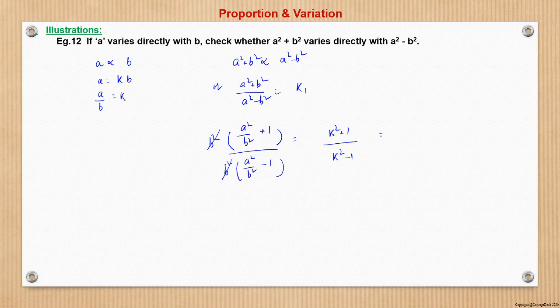So now see, this is k square plus 1, k is a constant and k square minus 1 is also constant. So this is nothing but constant. So hence we can say that a square plus b square varies directly with a square minus b square. Why? Because a square plus b square upon a square minus b square is nothing but constant, right? So proved. A conceptual question, nothing else.